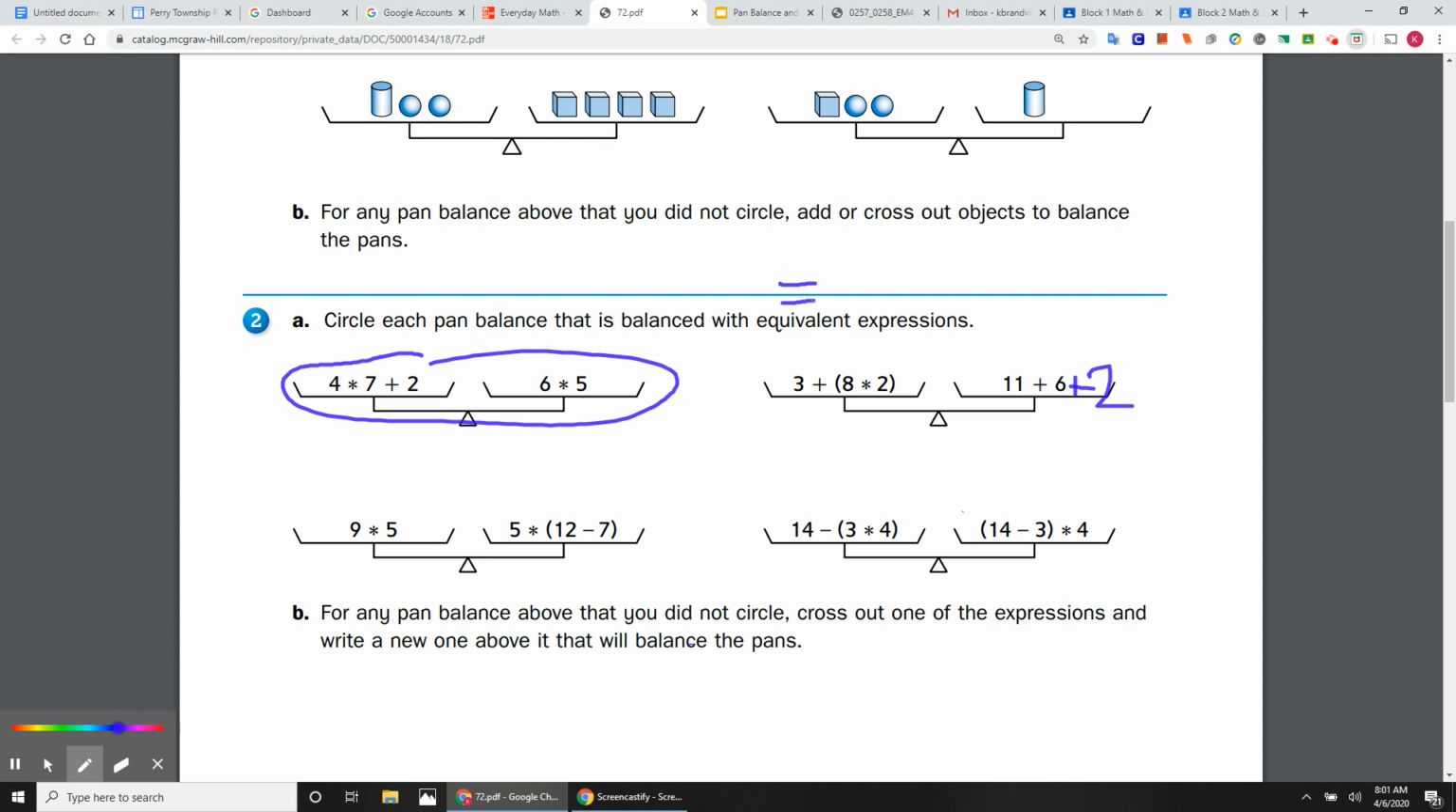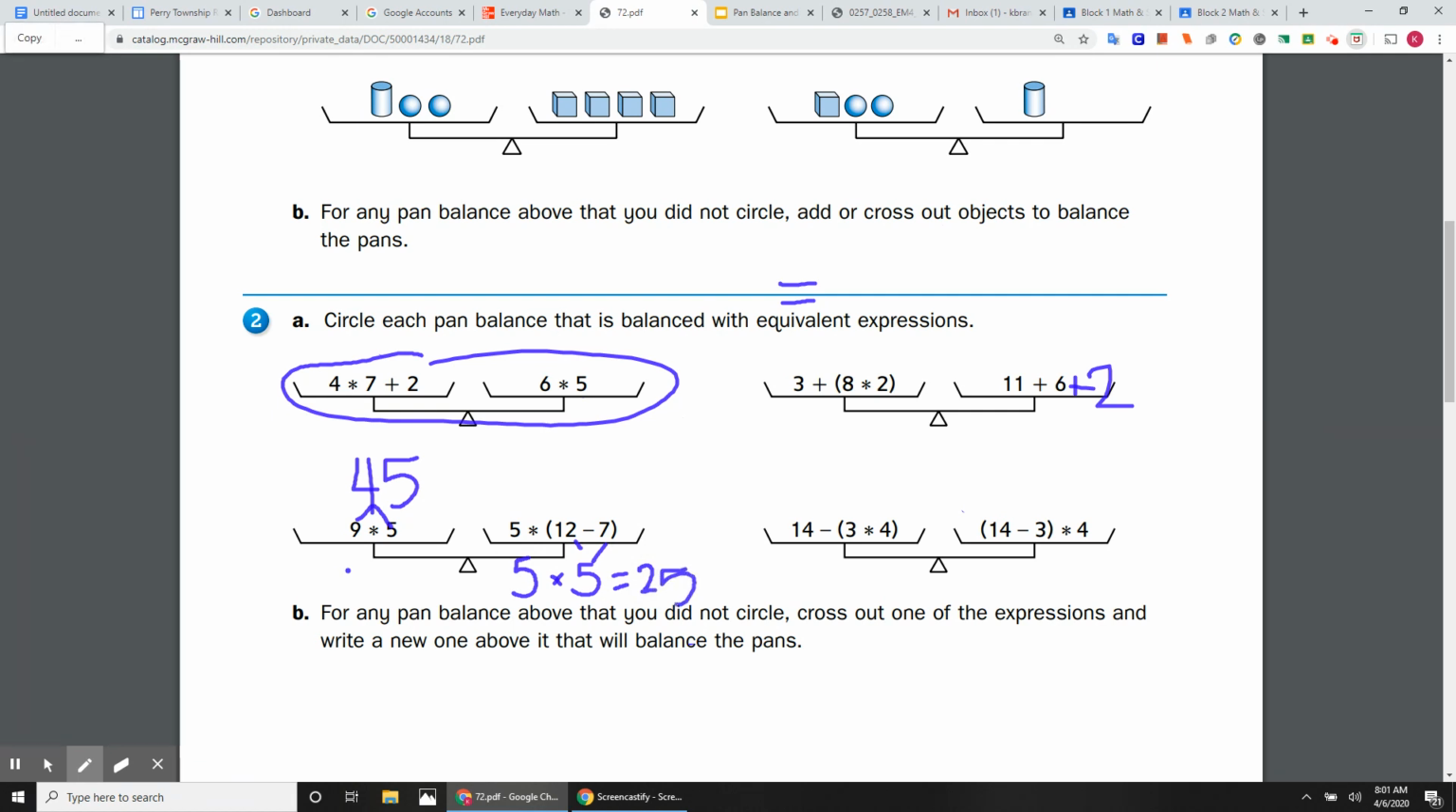All right, the one here, we have 9 times 5 and 5 times 12 minus 7. So let's start with 9 times 5. Okay, 9 times 5 is 45. And then on the right, we need to do our parentheses first. So what is 12 minus 7? It's going to equal 5. So then we have 5 times 5, which equals 20.